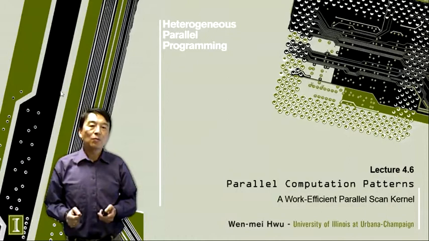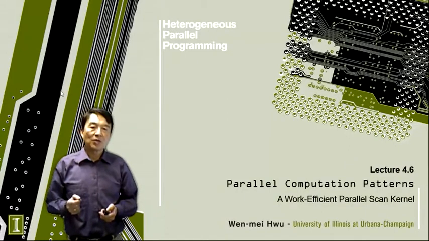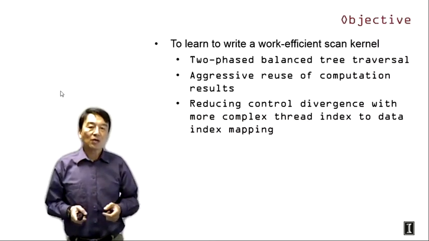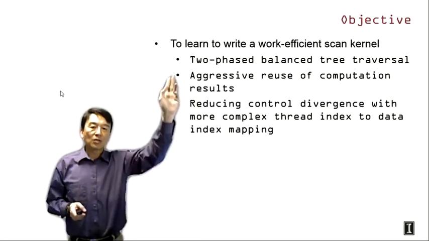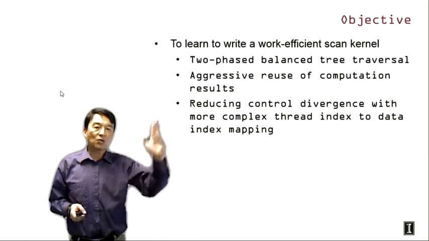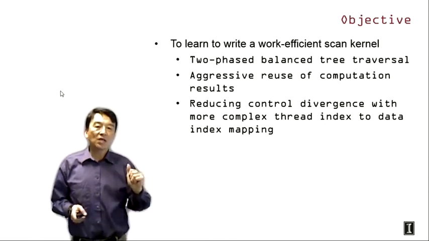We're at lecture 4.6. We're going to be covering a work-efficient parallel scan kernel. The objective of this lecture is to help you to learn to write a work-efficient scan kernel. We're going to introduce a two-phase balanced tree traversal approach to minimize the amount of work. And in the process, we're going to aggressively reuse the computation results to avoid doing more work.